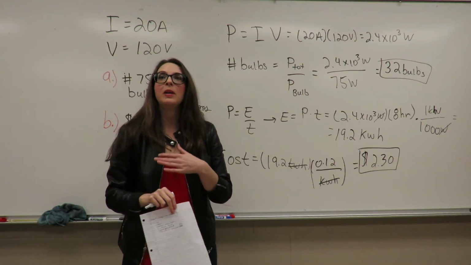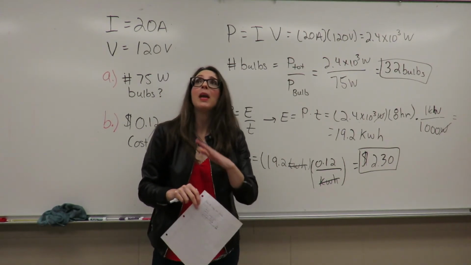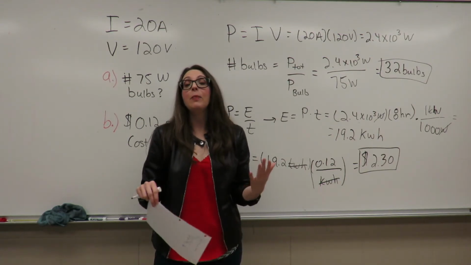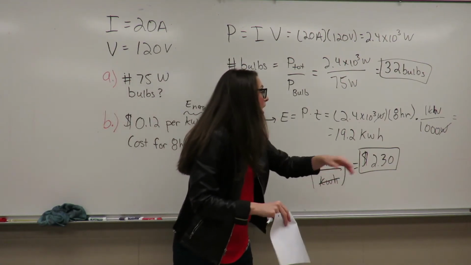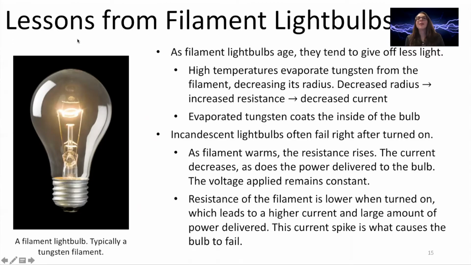So you can think about that as being maybe like a small office building. Maybe it has somewhere around 32 light bulbs in the small office building, and to keep it open for around 8 hours costs about $2.30 per day. So let's talk about some lessons we can learn about power and Ohm's law from filament light bulbs. Here's an example of a filament light bulb.